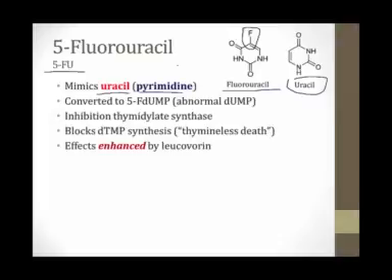In cells in the body, it's converted to 5-fluorodeoxyuridine monophosphate, which is a mutant or abnormal form of uridine monophosphate. In this form, it will inhibit the enzyme thymidylate synthase and block the formation of thymidine. Thus, cells are said to undergo a thymineless death. And in contrast to methotrexate, the effects of 5-FU are enhanced, not reversed, by leucovorin.